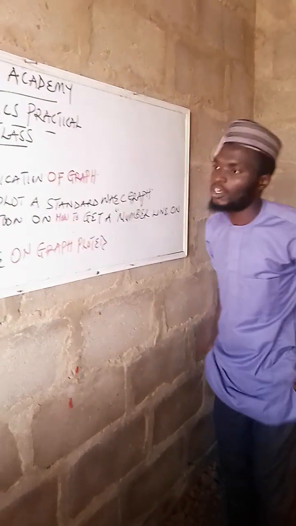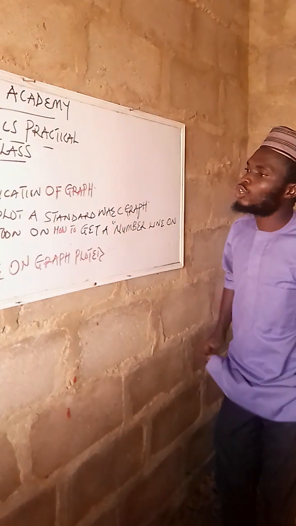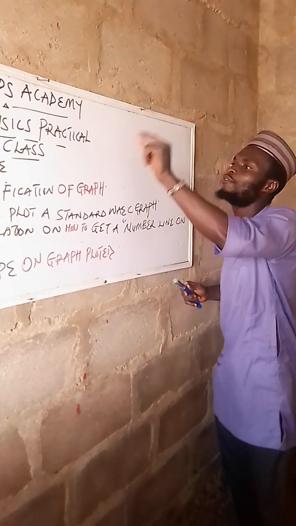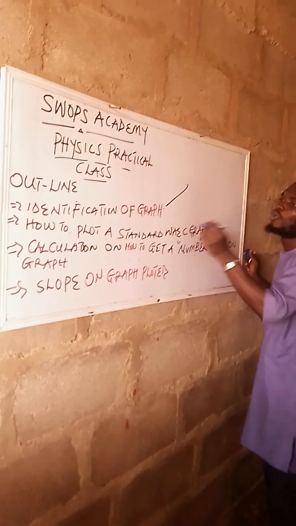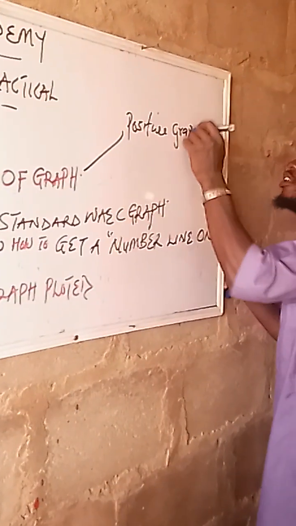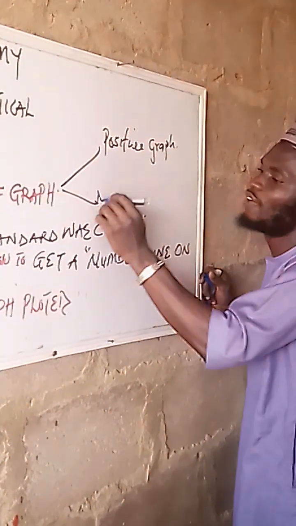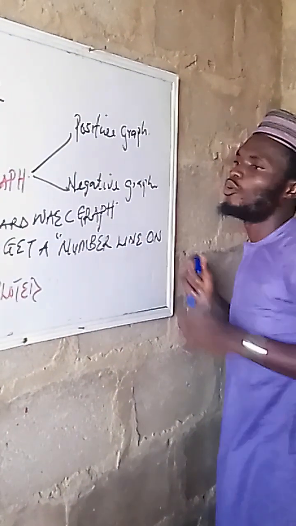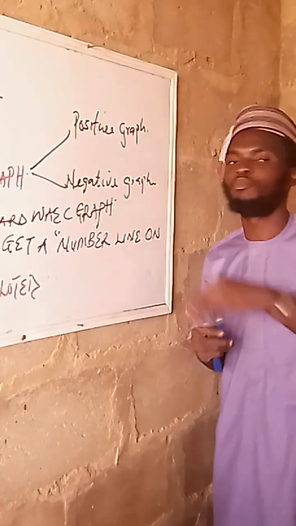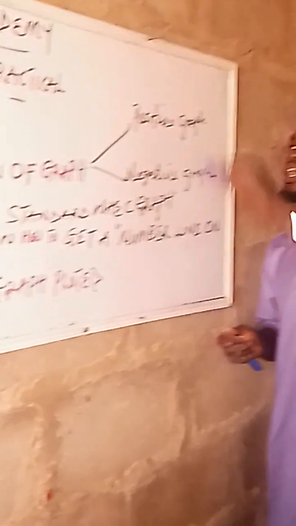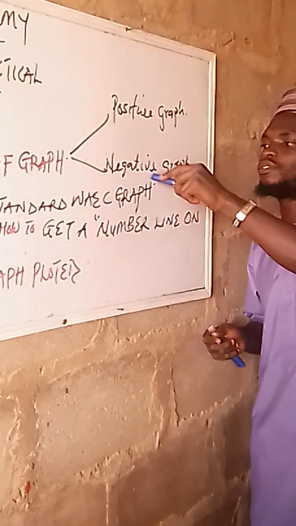Now, identification of graph. Put it in mind that we have two ways of identifying a graph. Two ways of identifying a physics practical graph. As far as physics is concerned, one, we have a positive graph. And secondly, we have a negative graph. What is a positive graph and what is a negative graph? These are the two graphs that we have. How can we identify a positive graph and how can we identify a negative graph?